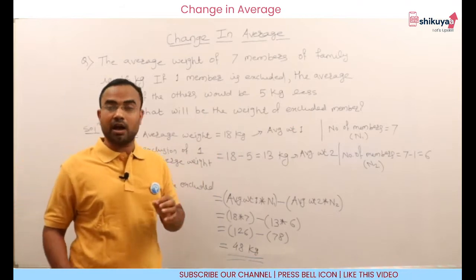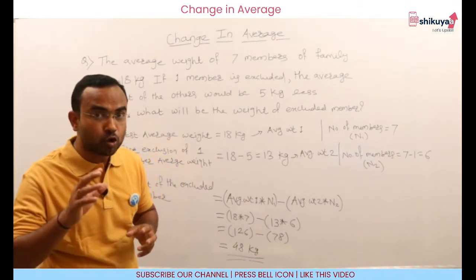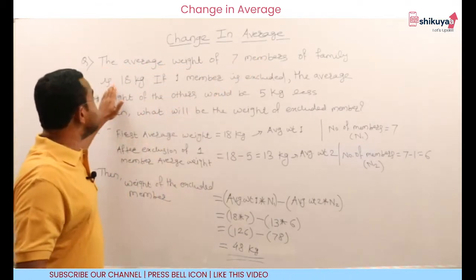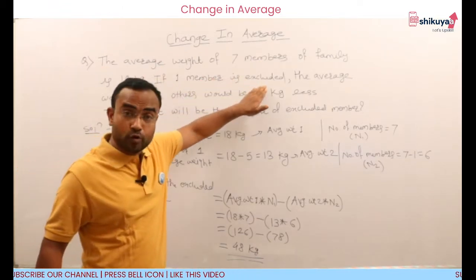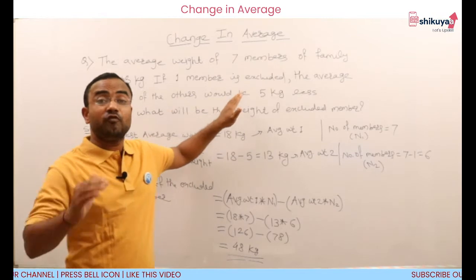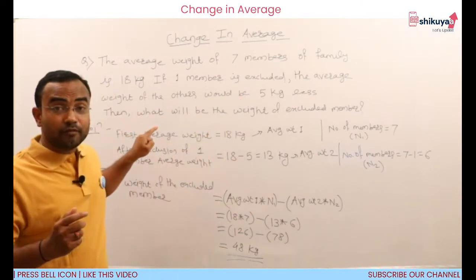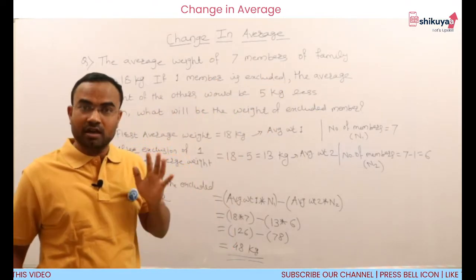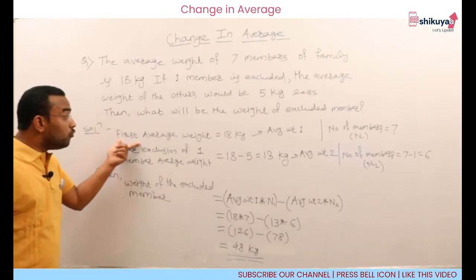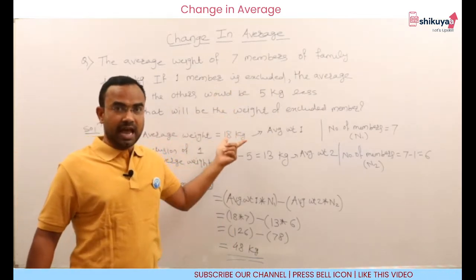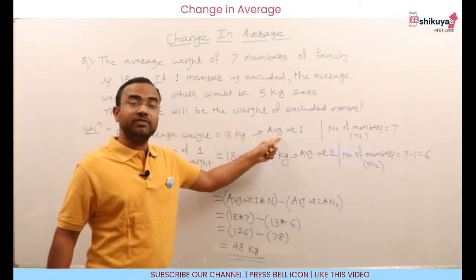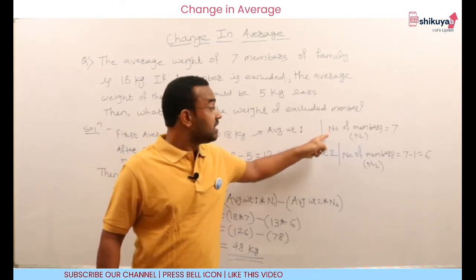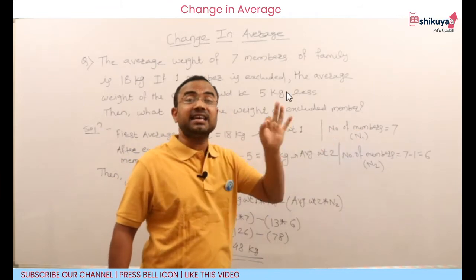Again, I am going to repeat this problem statement as well as the solution. Please concentrate. The average weight of 7 members of a family is 18 kg. If one member is excluded, the average weight of the others would be 5 kg less. Then what we have to calculate is the weight of the excluded member. Got it? Solution. First average weight equals 18 kg, as mentioned in the problem statement; we have named it average weight 1. The number of members present at that time is 7, so we have named it N1.